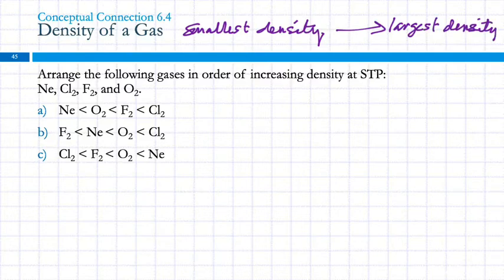And I can tell when a student misunderstood the question because they have the answer exactly backwards. So density at STP. At STP, 1 mole of each of these gases occupies the same volume. But the mass will be different, right?